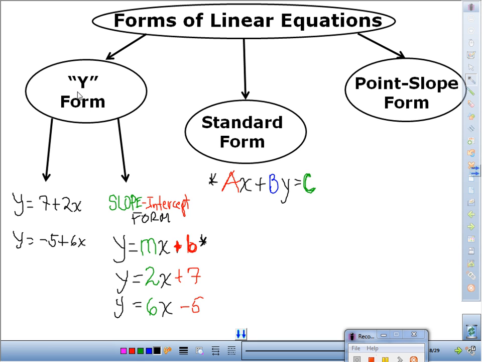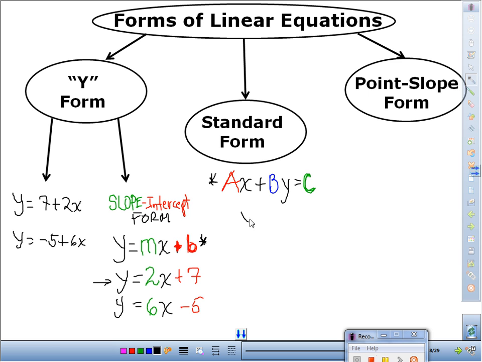Slope-intercept form is solved for which variable? For y. Everybody there? So check this out. If this is standard form, I'm going to take this first equation, this one right here. Everybody look up, this one.